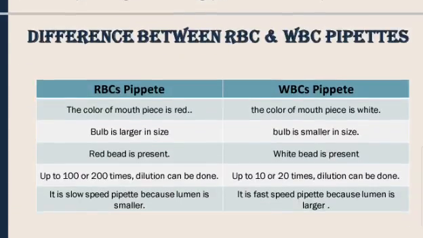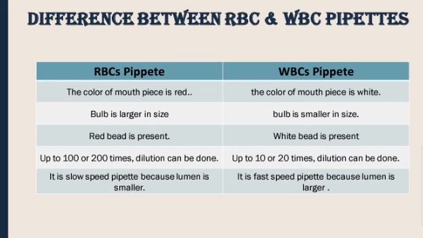Difference. Now what is the difference between RBCs and WBCs? In RBCs the color of the mouthpiece is red, whereas in WBCs the color of the mouthpiece is white. Bulb is larger in size in RBCs, whereas it is smaller in WBCs. The dilution can be done in RBCs up to 100 to 200 times, whereas in WBCs dilution can be done up to 10 or 20 times. In RBCs it is a slow speed pipette because the lumen is smaller, whereas in WBCs it is a fast speed pipette because the lumen is larger.